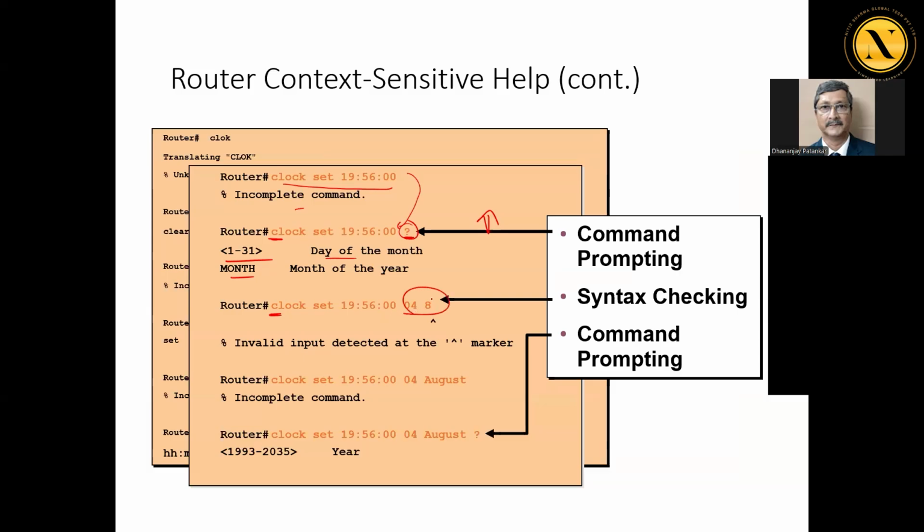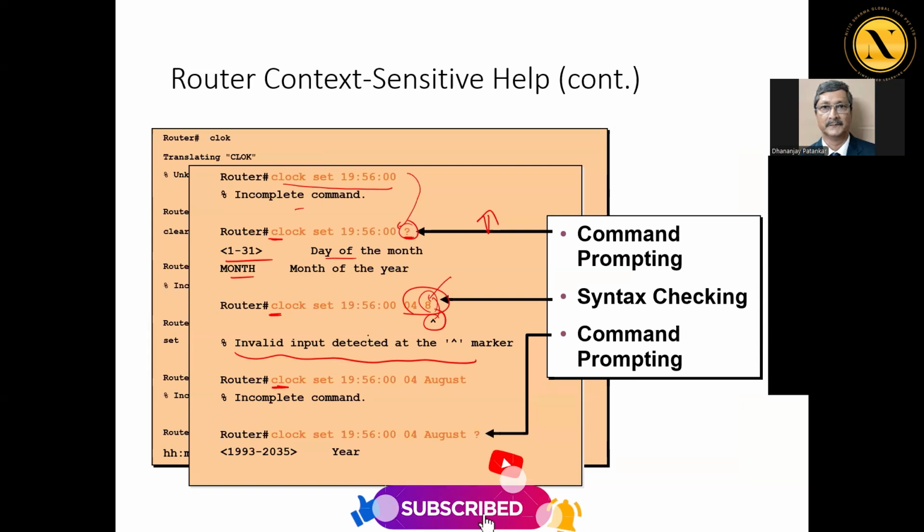I said 4th of August. So when I type 8 and press enter, my cursor comes down here, but it shows a caret marker, and it says this 8 is not understood, right? Invalid input detected at the caret marker. So then again I can press the up arrow, and this same command will come here.